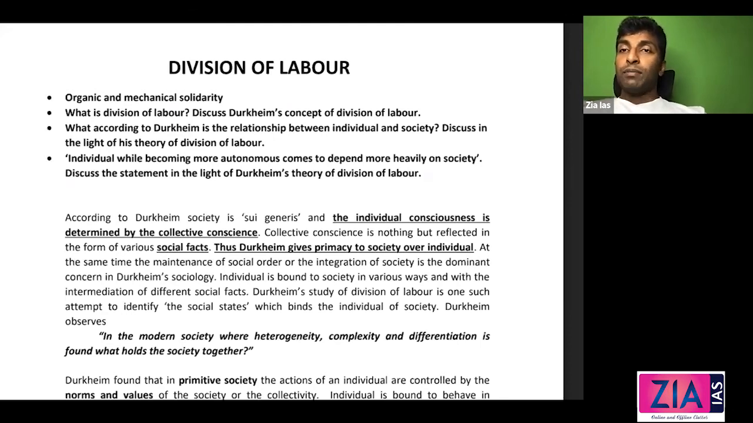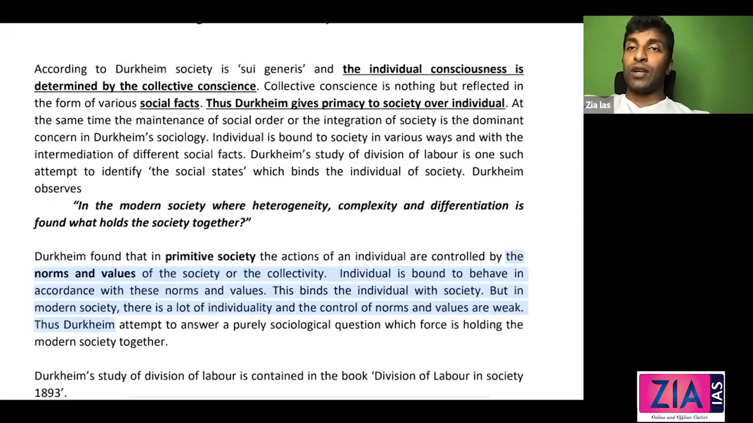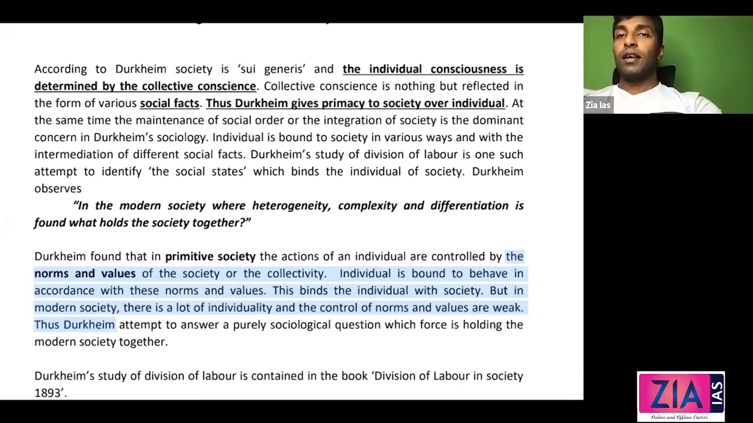According to Durkheim, society is sui generis and the individual consciousness is determined by collective conscience. I hope you understood the meaning of this word. The technical explanation of conscience is required for your ethics paper, but that's not what we are discussing here. Collective conscience is nothing but reflected in the form of various social facts. Thus, Durkheim gives primacy to society over the individual. At the same time, maintenance of social order, or the integration of society, is the dominant concern in Durkheim's sociology.